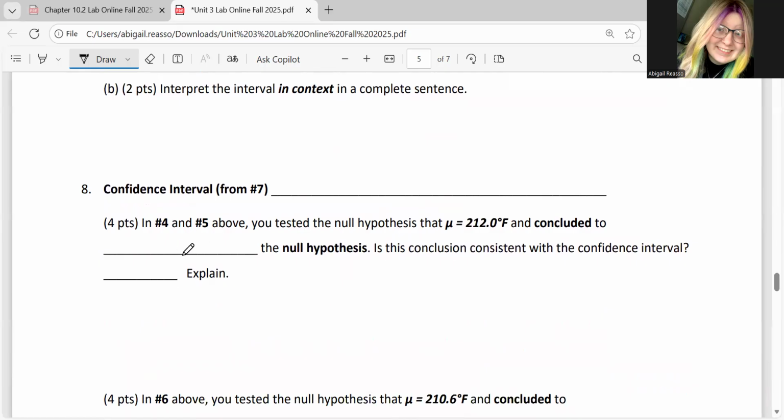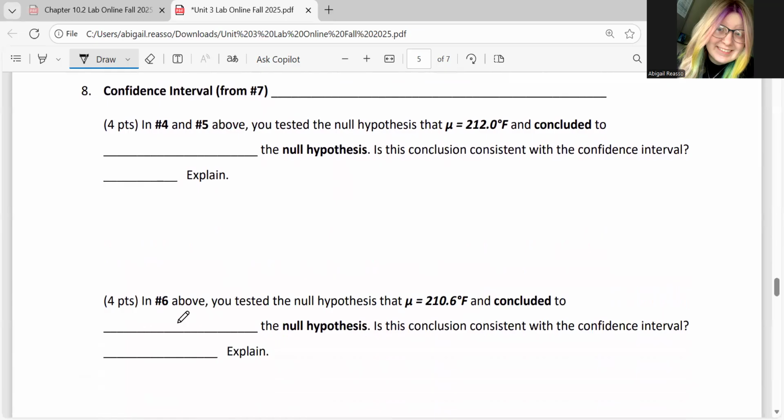So did you fail to reject or reject the null? And is that consistent with your confidence interval? And give an explanation why. And then this next part is very similar. So in our number 6 above, what did we conclude? And is that the same as the confidence interval?